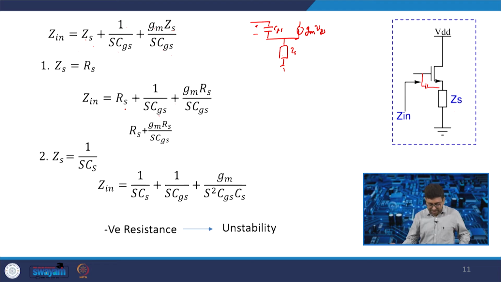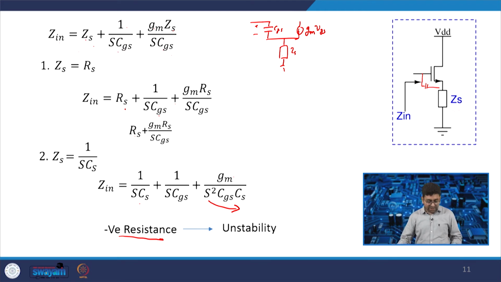So, we are not getting an input impedance which is purely resistive, we are getting a combination of resistance and a capacitor. Now, if we try to replace the ZS with 1 by SCS, that means if ZS is a capacitance which is denoted by CS, we will get Zin, which is 1 by SCS plus 1 by SCGS plus gm by S square CGS into CS. So, this will come to the negative resistance, and as we have already discussed the stability, we need to avoid the negative resistance. As we are adding the negative resistance, it leads to the instability. So, we can also not use a capacitor here.